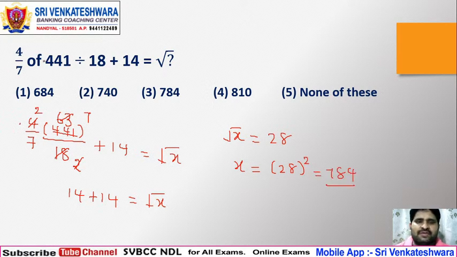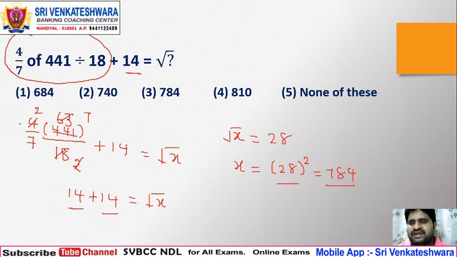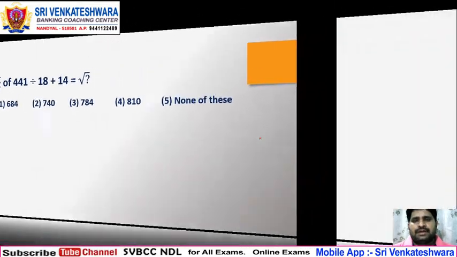I'll explain again. 4 by 7 of 441 into 4 by 7 into 441 divided by 18. By solving all of that together, this value I got 14. Already there is 14, so 14 plus 14 is equal to 28. Root x equal to 28. If I take the root to that side, it will become a square. So 28 square is equal to 784. Clear? The next example.